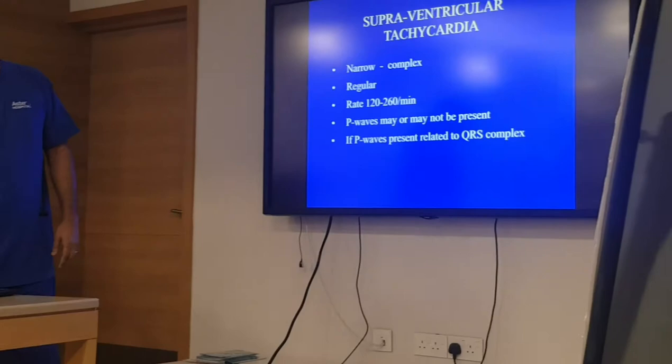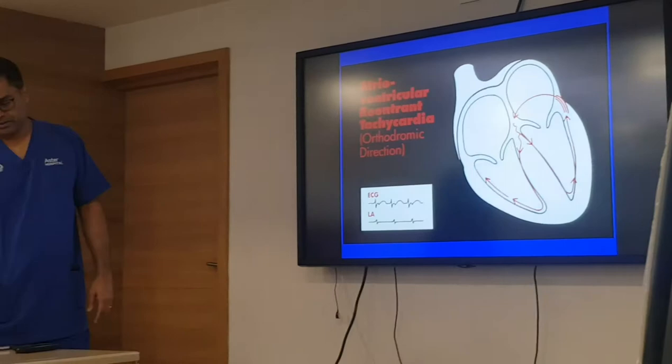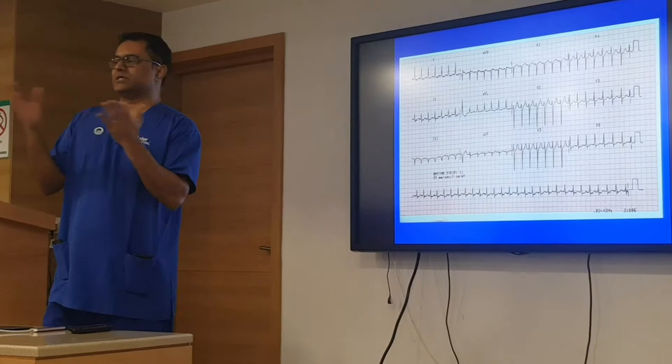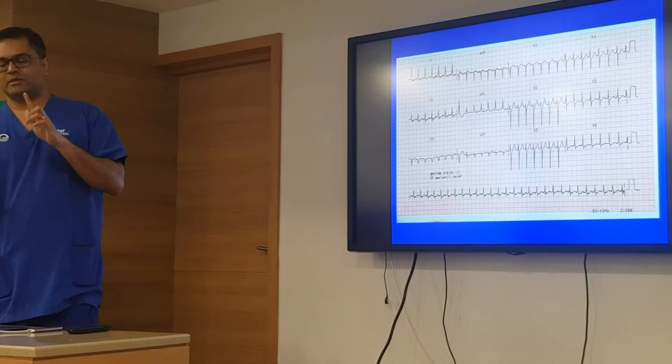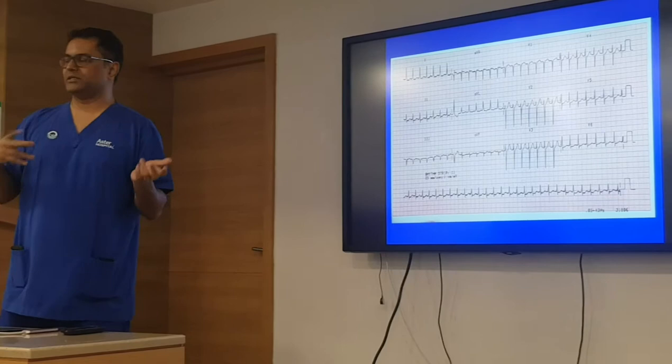Then tachycardias, okay? I don't want to show you all the pathways, the circuit and everything. Sinus tachycardia is a normal fast beat. There is supraventricular tachycardia, atrial flutter, and atrial fibrillation. These are the three you're going to see commonly. There are other things, like junctional and atrial tachycardia, that you don't have to remember.